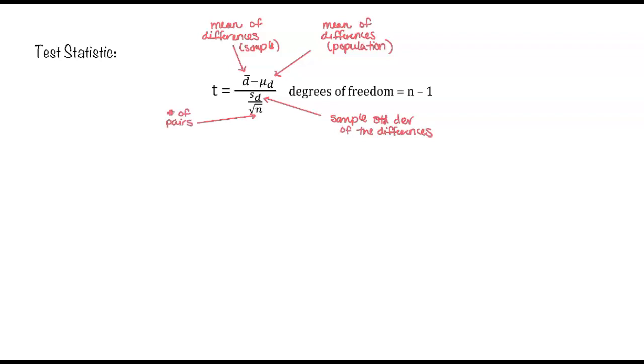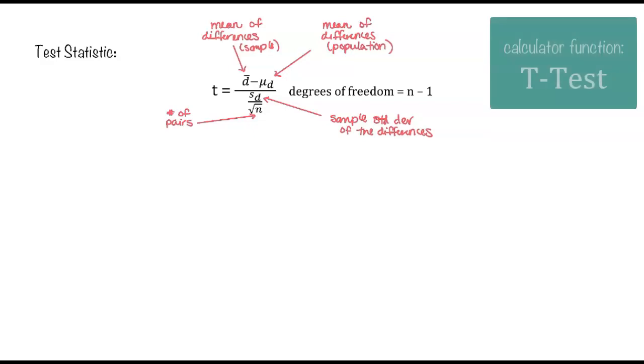Thankfully, we can use our calculators to calculate this test statistic and run the hypothesis test. The calculator function that we will use for this type of hypothesis test is T-Test. We'll need to put our data values into lists. We'll put one set into list 1 and another set into list 2. Then we'll define a third list equal to the difference between the two lists. And we'll need to make sure that we enter our values into the two lists so that our data values are matched appropriately.